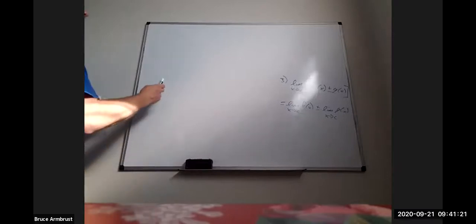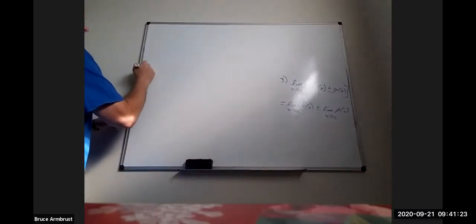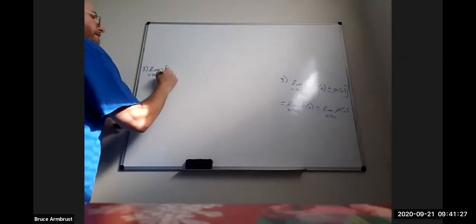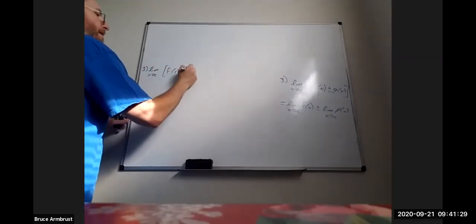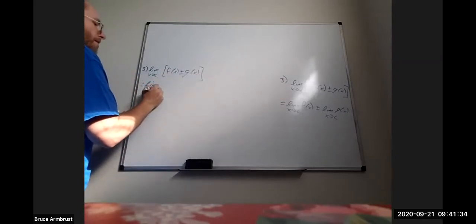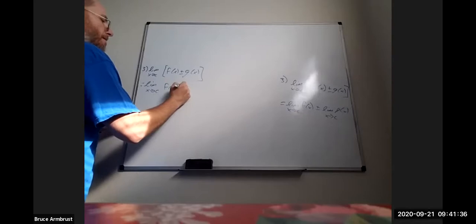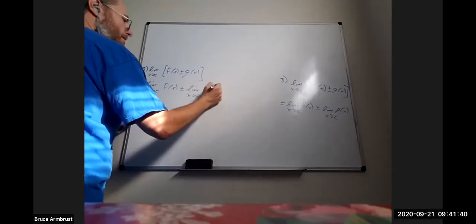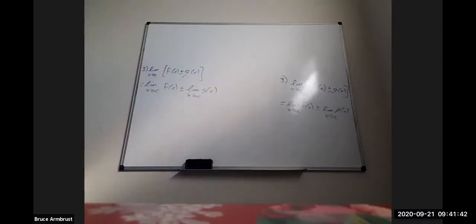Would you be able to? So it's hard to see that one with the glare. Thanks for letting me know. I'll rewrite that over here then. So we've got the limit as x goes to c of f of x plus or minus g of x. Okay, so that's the same one. You're welcome. Thanks for letting me know.